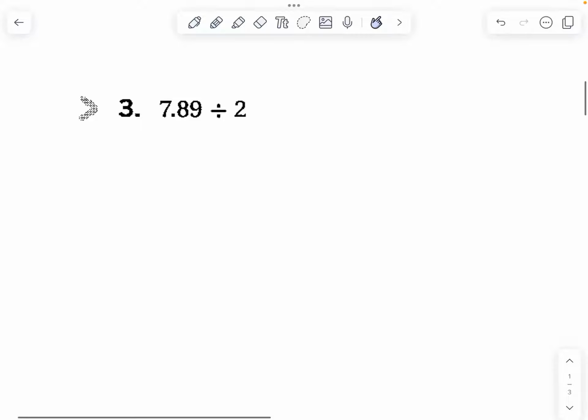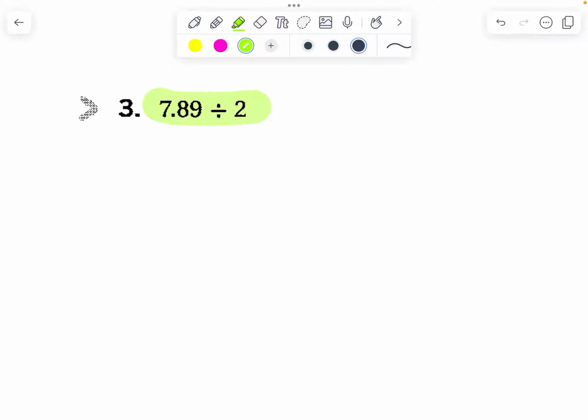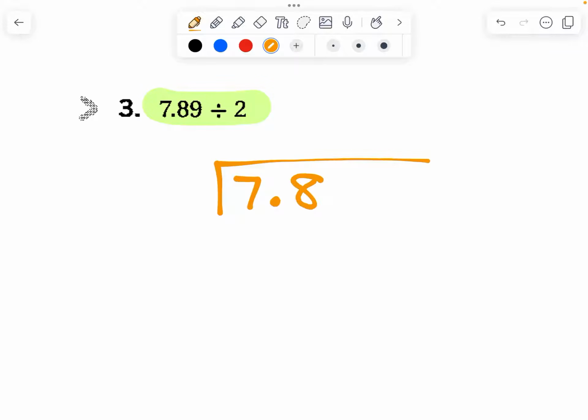All right, last one that we're going to do together. So this one is read 7 and 89 hundredths divided by 2. 7 and 89 hundredths is your dividend. 2 is your divisor. Now this one looks a little different. The first 3 we had a decimal in the divisor, but this one we don't. So if you look at this 2, there is no decimal. You are not going to move anything.